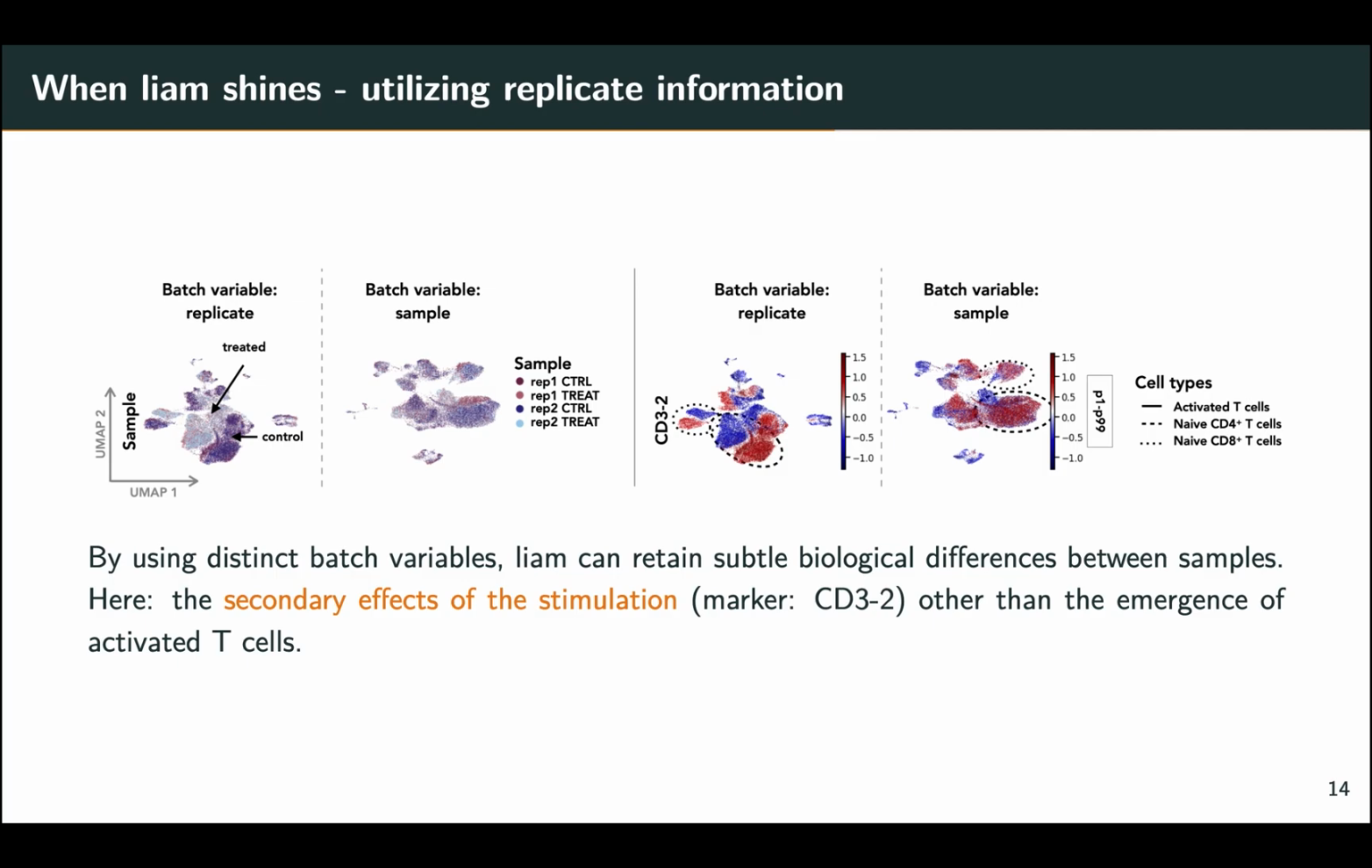And this really demonstrates how, by using these distinct batch variables, Liam can also retain very subtle biological differences between samples. And it's something that one should really take into consideration when trying to integrate the data, because all the downstream tasks, or most of them, will rely on this initial low-dimensional data representation.